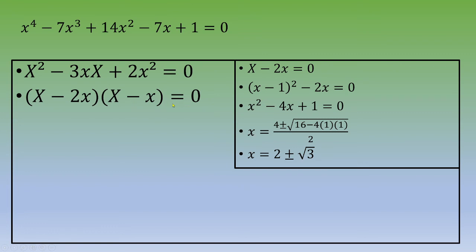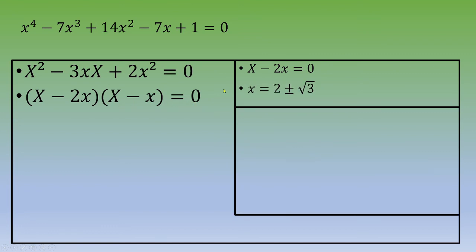Let's see the second case. When capital X minus x equals to 0. This is the same pattern. You know the value of capital X. This is x minus 1 squared minus x equals to 0. So you expand and you rearrange these terms. You end up with x squared minus 3x plus 1 equals to 0.